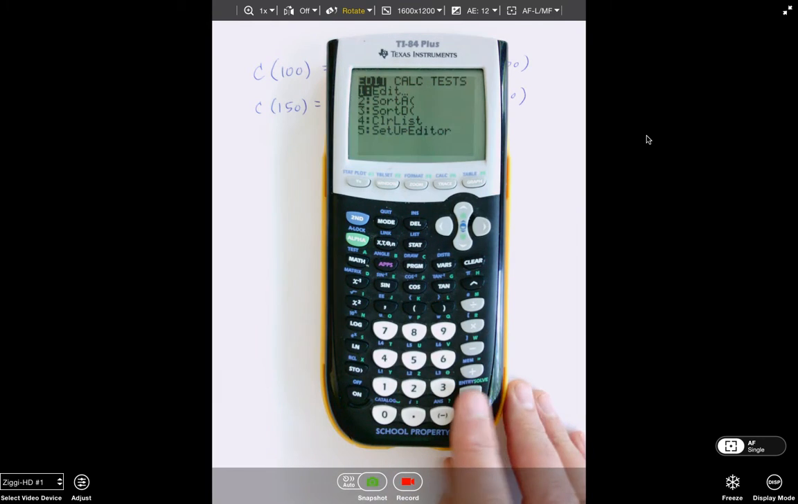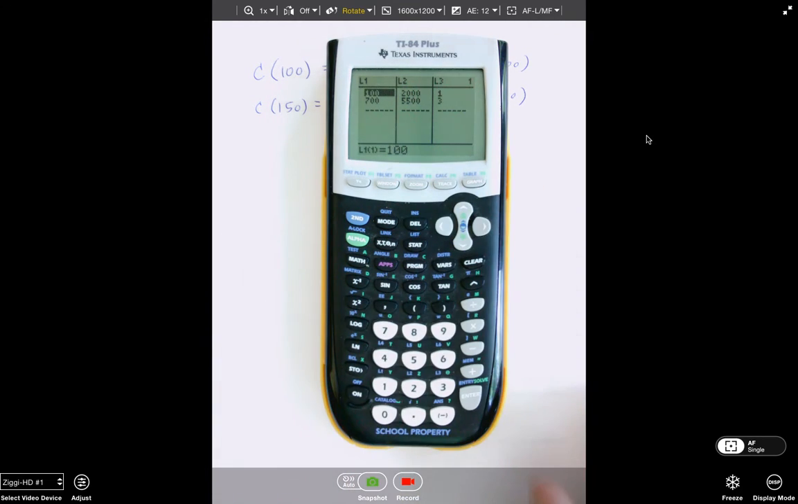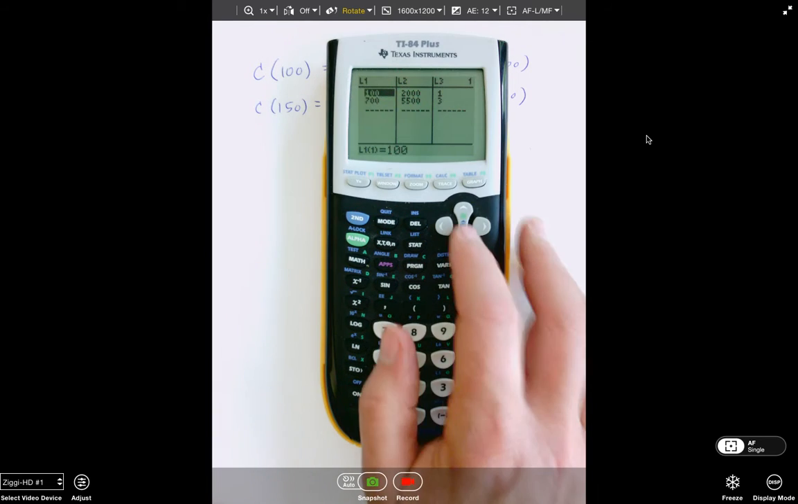So let's do some stuff. So we have 100 and we have 150.